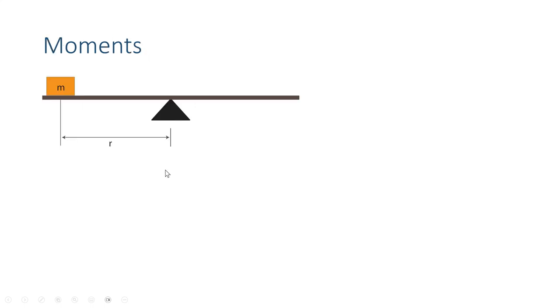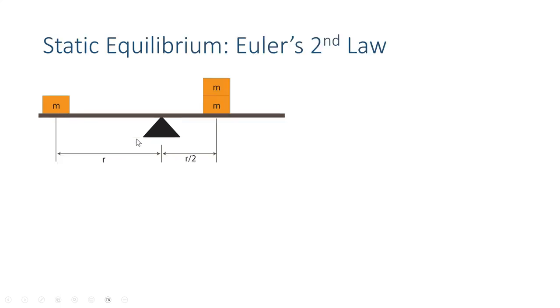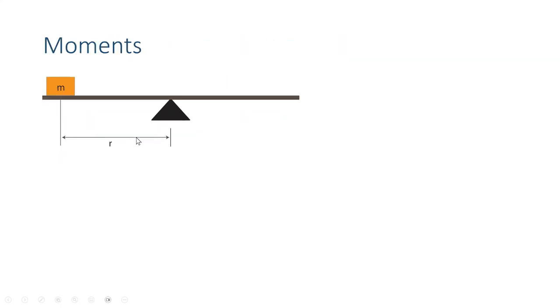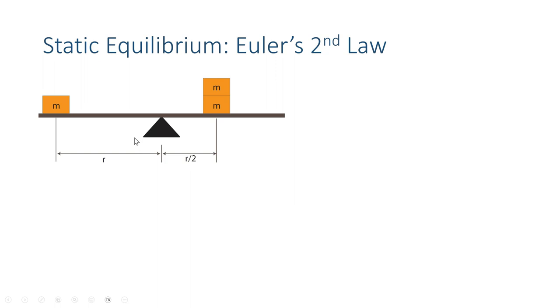Okay, so now if we apply this here, we can look at that and determine that this is Euler's law, or sorry, Euler's second law. We can determine that if we have this distance, m times r, that's going to be equivalent to having twice the mass in a closer position, with a shorter moment arm. So if you think about this, it makes pretty good sense, right?